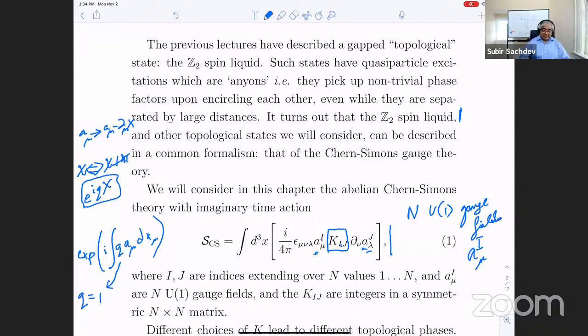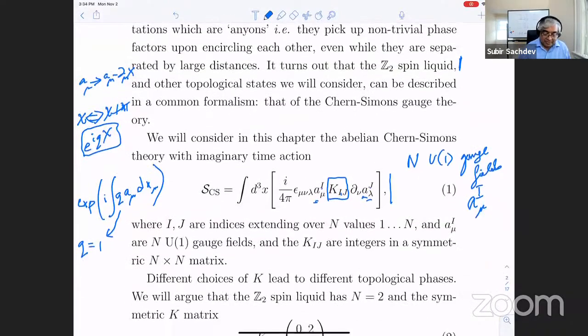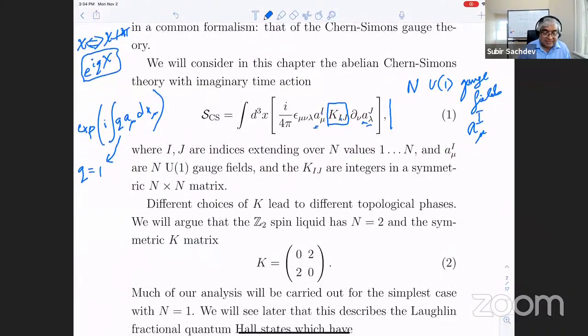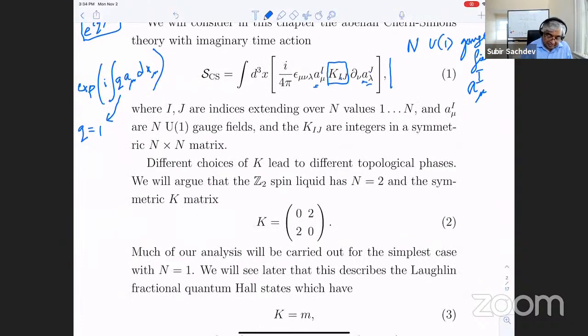Okay, and in fact, the Z2 spin liquid is the n equals 2 case, where this is the K matrix, amazingly. So it's a K matrix with 0, 2, 2, 0. This turns out to be the simplest Chern-Simons theory which has time reversal symmetry. And it is, in fact, precisely the Z2 spin liquid, as we're going to show, if not this lecture, certainly by next lecture.